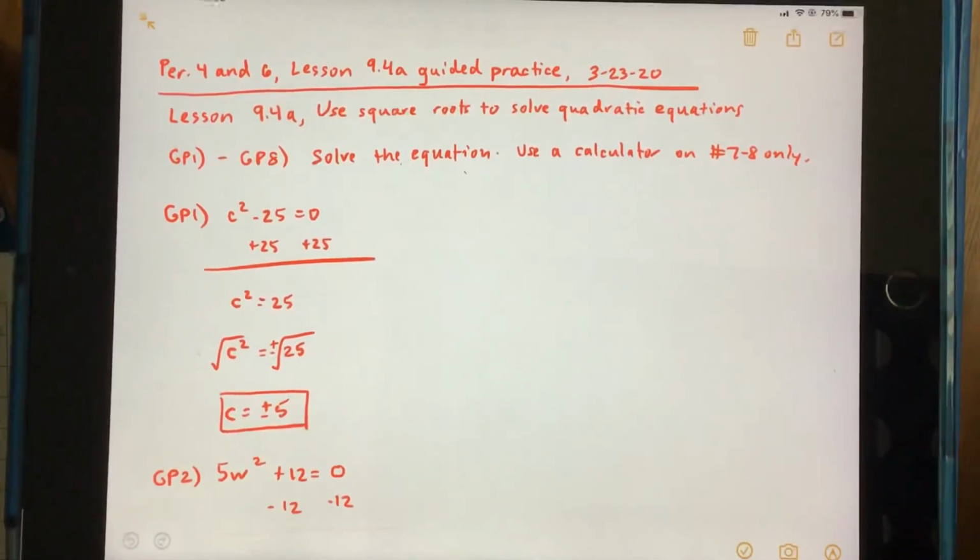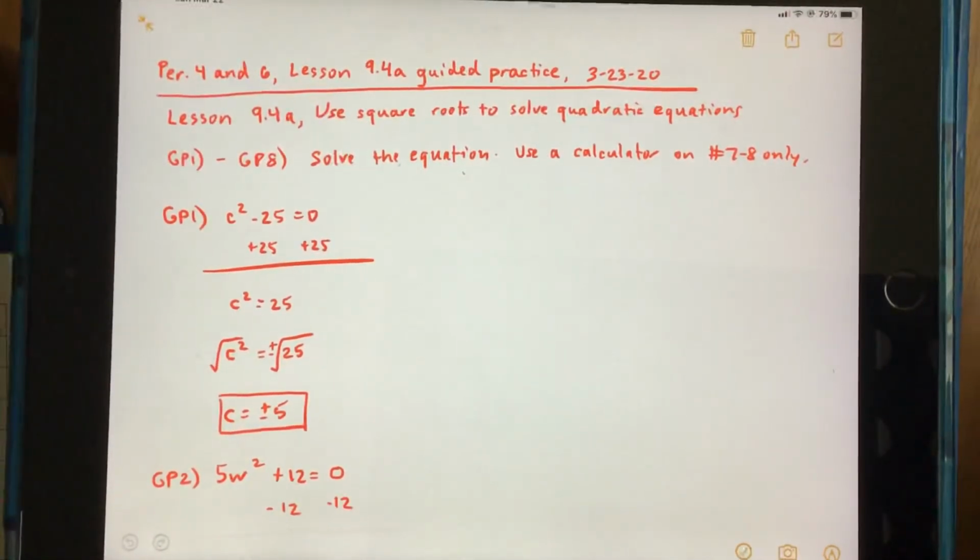On guided practice 1, we're asked to solve c squared minus 25 is equal to 0. Our goal will be to isolate the square, that's c squared in this case, and then take the square root to get down to the value of the variable for the solution to this equation. First, we add 25 to both sides of the equation. That will give us c squared is equal to 25.